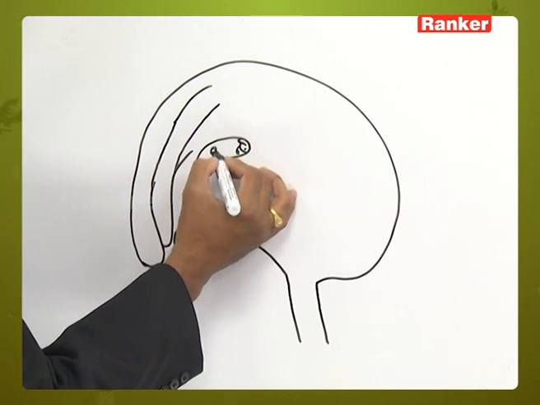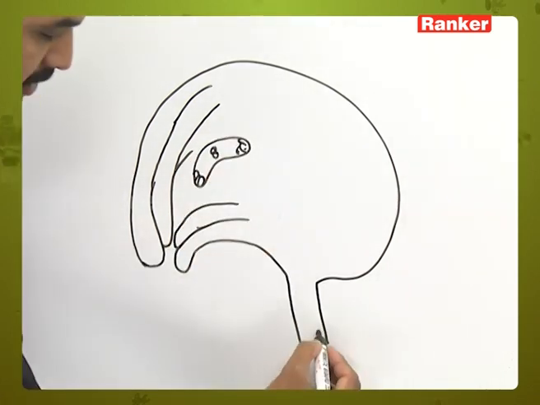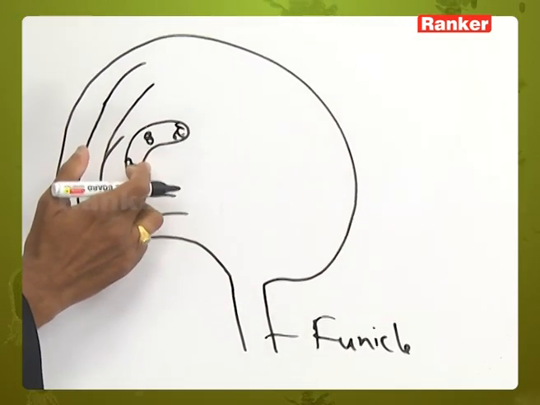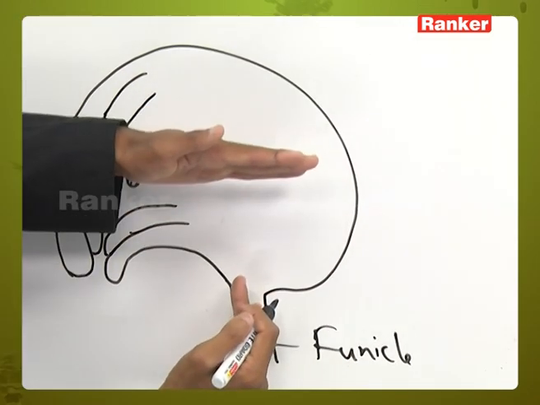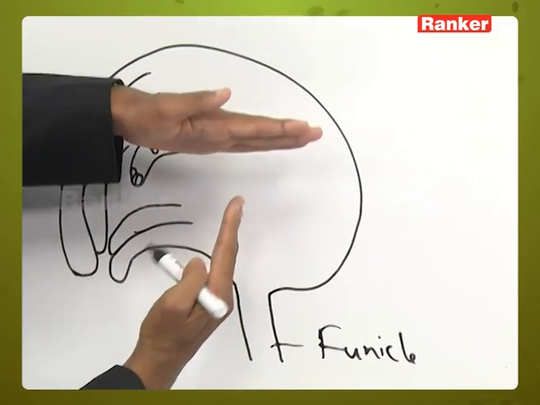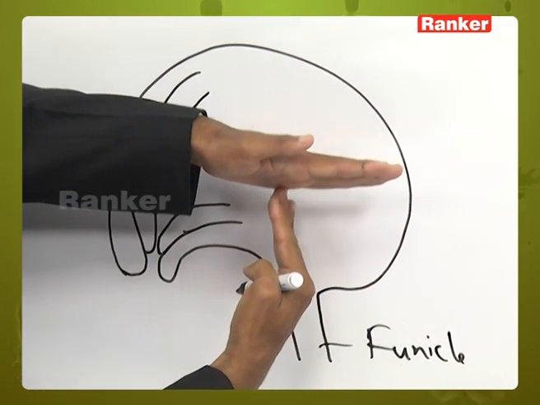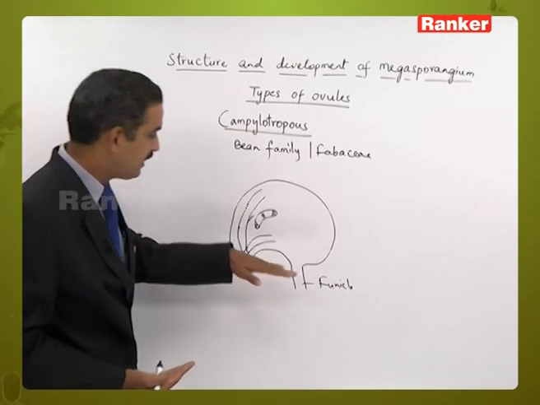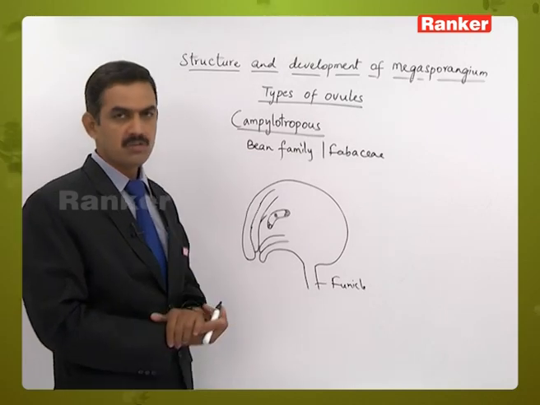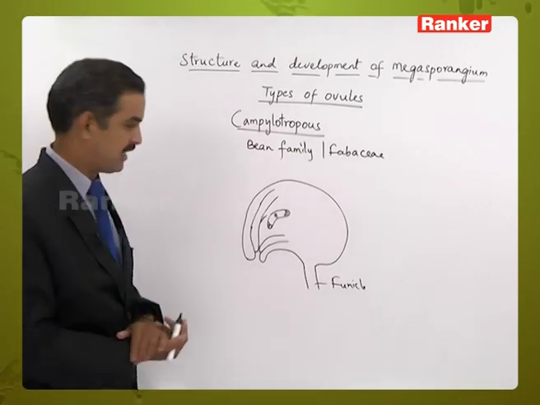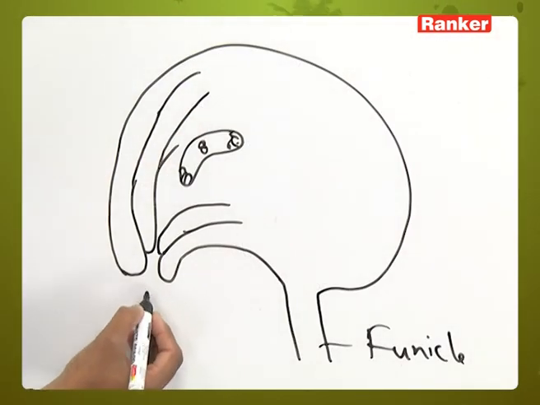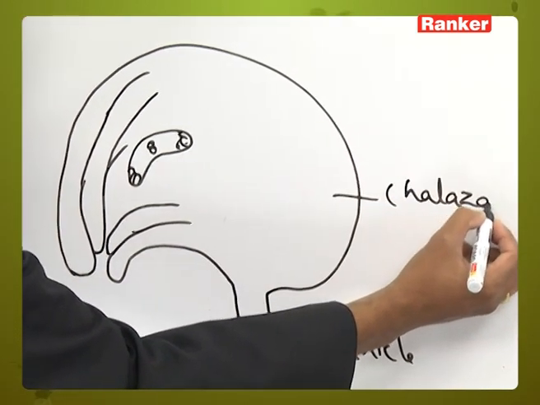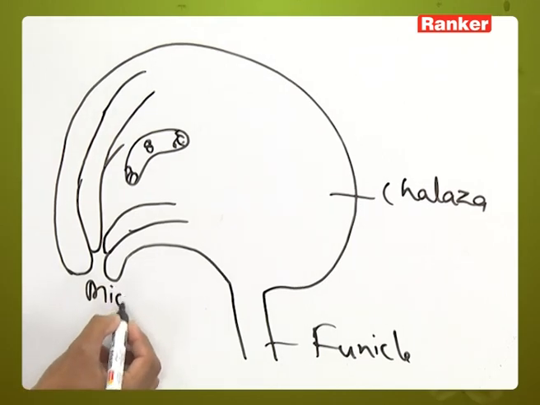in the campylotropous type of ovule, this is the funicle, this is the body of the ovule. The funicle and the body are perpendicular to each other. So if you see the diagrammatic representation, it appears to be like a T-shaped structure, not a perfect T-shaped structure, but the funicle and the body are perpendicular to each other. In this structure, this end is the chalaza and this is the micropyle.